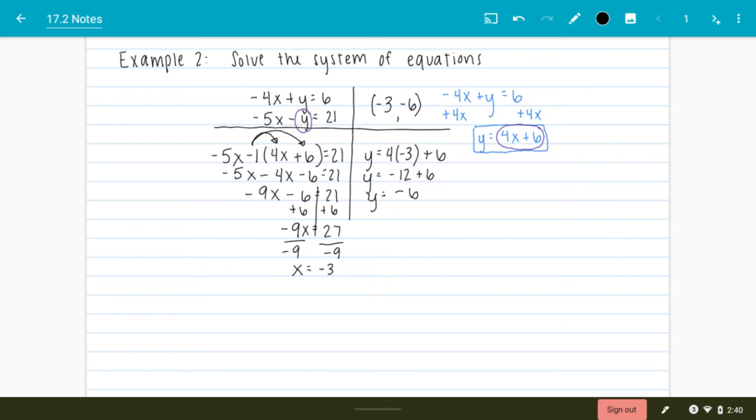Now I can do the really cool thing on solving systems, which is check my work. I kind of already checked it with the first one, so really I just need to check it with the second one. So we have negative 5 times negative 3 minus negative 6 is equal to 21. Negative 5 times negative 3 would be 15. Subtracting a negative is the same thing as adding the positive. And 21 equals 21. So this checks.